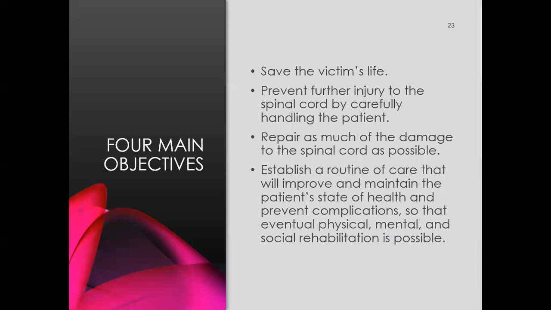What are our four main objectives for treatment? Well, we want to save the person's life. That's the big one, right? Additionally, we want to prevent any further injury to the spinal cord. We want to carefully handle the client. We want to repair as much of the damaged cord as possible. And we want to establish a routine of care that's going to improve and maintain the patient's state of health. And it's also going to prevent further complications so that eventually there will be physical, mental, and social rehabilitation.